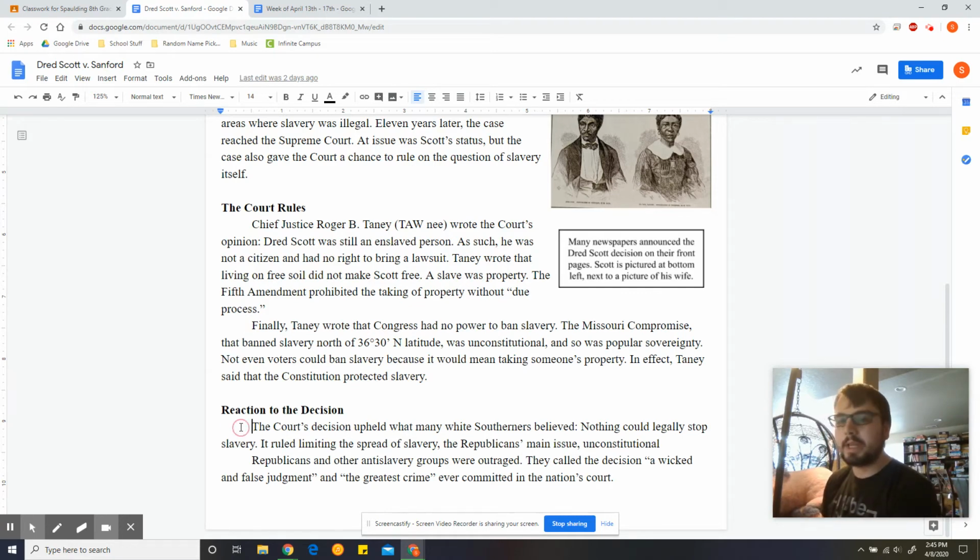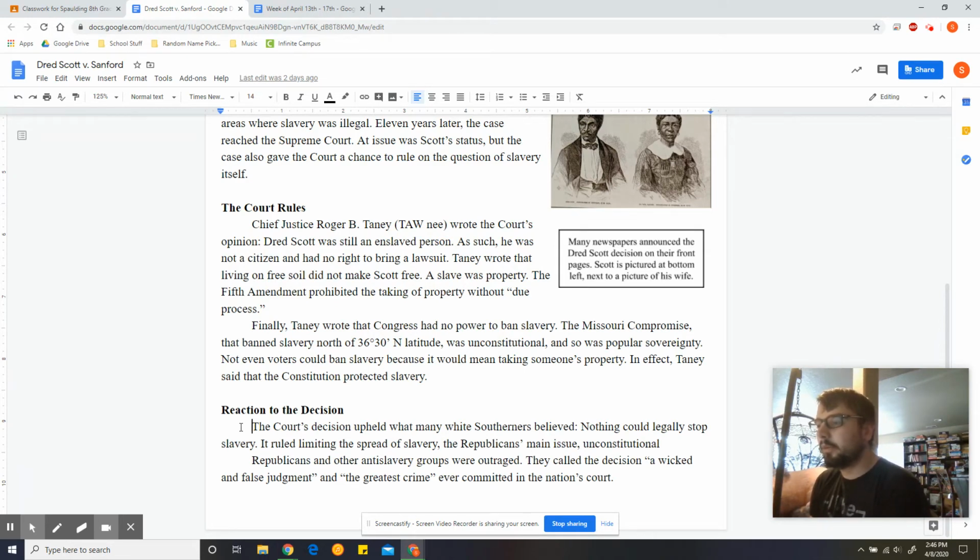So what was the reaction to this decision? Because this is a very divisive decision. It's going to divide the country. The South is going to be really happy and excited about this, but the North, and especially the abolitionists, those that want to end slavery, are going to be very, very angry. In fact, they're furious, incredibly angry about this decision. So let's take a look at that reaction.